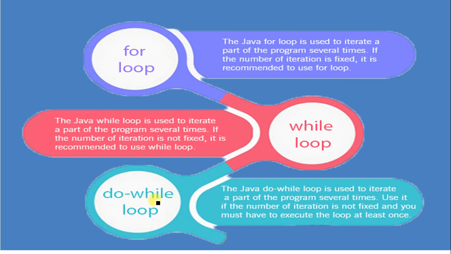Third one is do while loop. The Java do while loop is used to iterate a part of the program several times. Use it if the number of iterations is not fixed and you must execute the loop at least once. So this is the basic difference between for loop, while loop and do while loop.